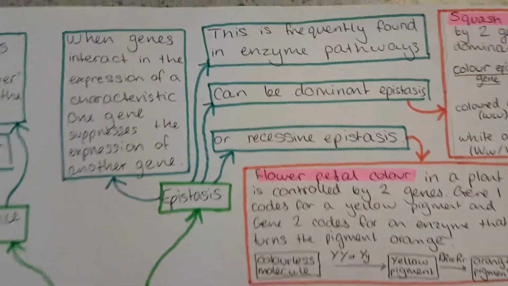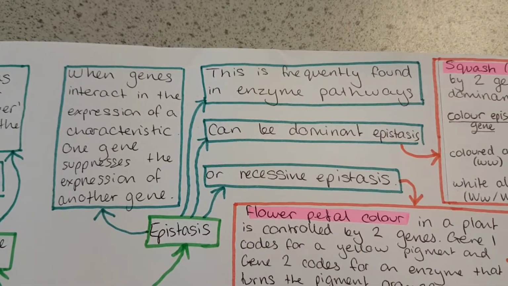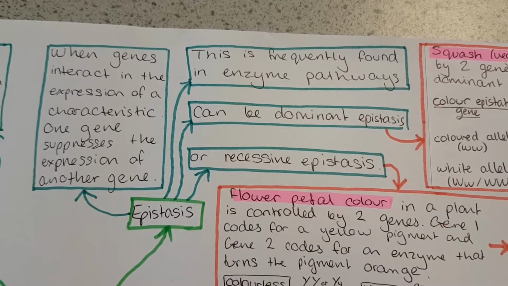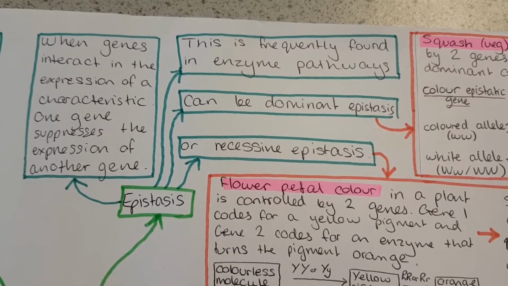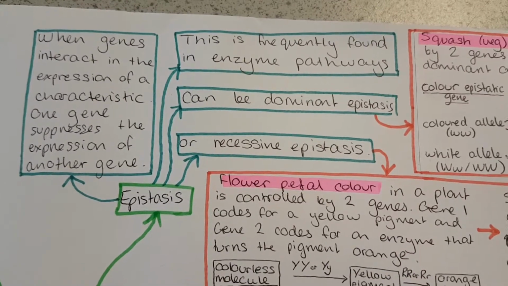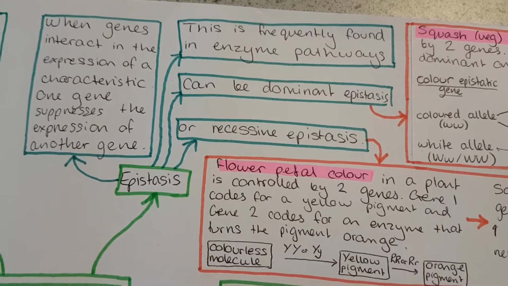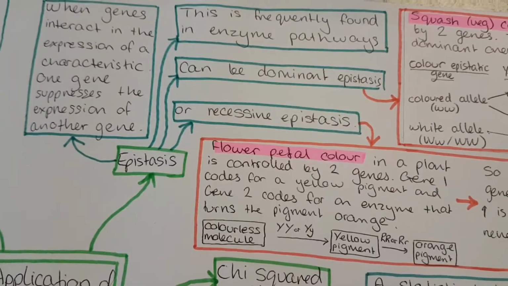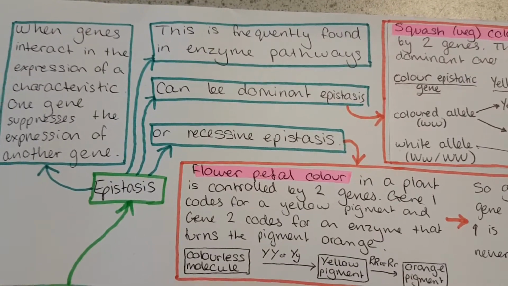The next thing I want to talk about is epistasis, which is when genes interact with other genes in the expression of lots of other genes. It can be found in enzyme pathways. You can get one gene affecting the expression of the next protein and the next protein and the next protein. So it's kind of like another level of control, I suppose. You can get dominant epistasis or recessive epistasis.